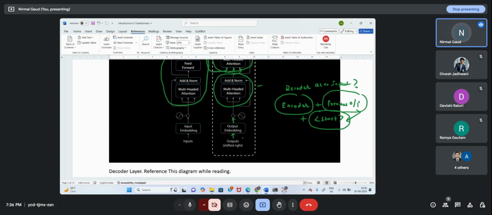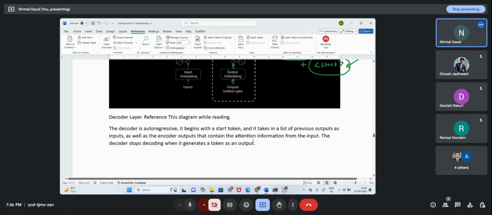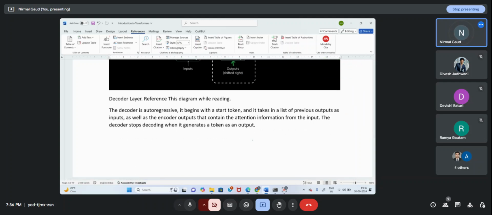In the decoder, things start from here: the start token, and then the rest of the tokens. All right, so the decoder is called auto regressive. What does auto regressive mean?